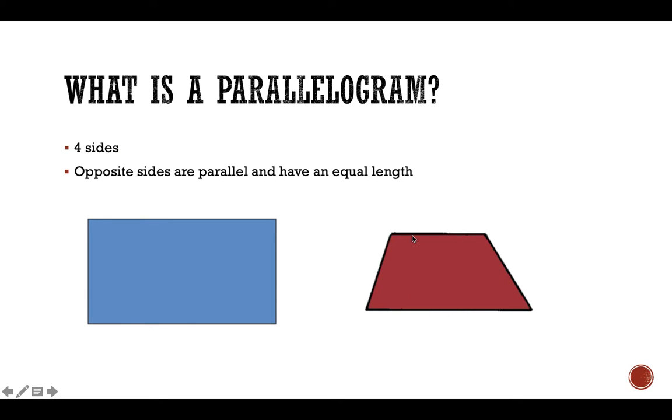But right off the bat, I noticed that these sides are not equal. This side is so much smaller than this side. And let's also look at the sides on the left and right of this trapezoid. If these lines were to extend and keep on going, it's pretty clear that they would eventually cross. So they're not parallel. This red shape is not a parallelogram. I just threw that in to show an example of what a parallelogram does not look like.